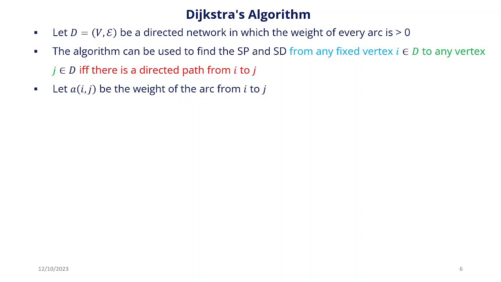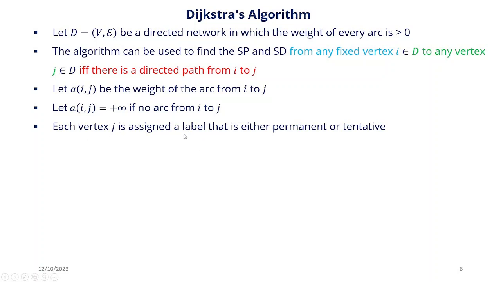Let Aij be the weight of the arc from I to J. Take note that in some other parts of the note we have used A subscript Ij. There is no need for confusion here. It's because of the way it's written in the book we are using. So they are basically the same thing, whether A bracket Ij or A subscript Ij. So we say Aij is equal to infinity if there is no arc from I to J.